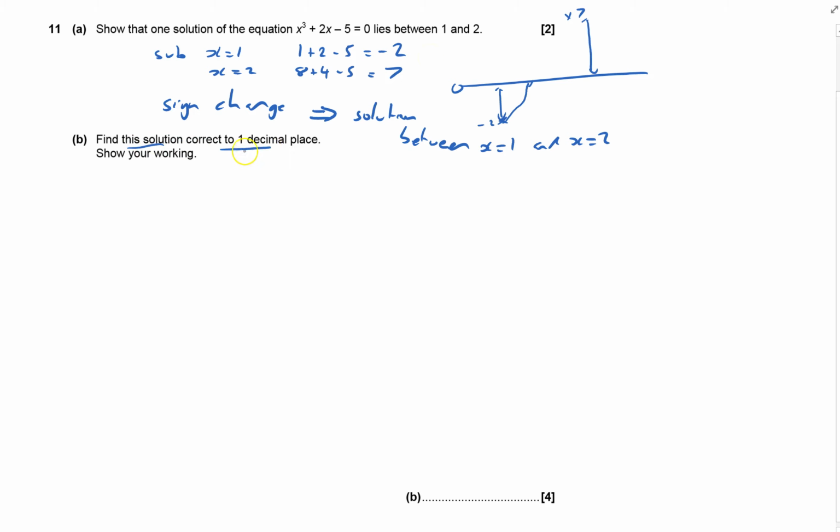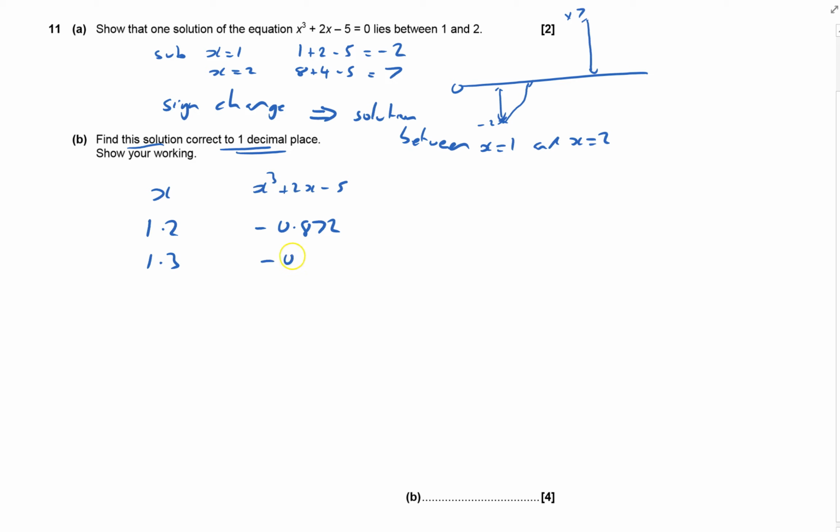Find this solution correct to one decimal place. Okay, so one decimal place, we're going to do it by trial and improvement. So we've got our x value, and we've got our value for x cubed plus 2x minus 5. It looks to me as though it's going to be closer to 1 than it is to 2, because 2 gives 7, and this is 1. So I'm going to start off with 1.2. 1.2 cubed plus 2 times 1.2, take away 5, is negative 0.872.